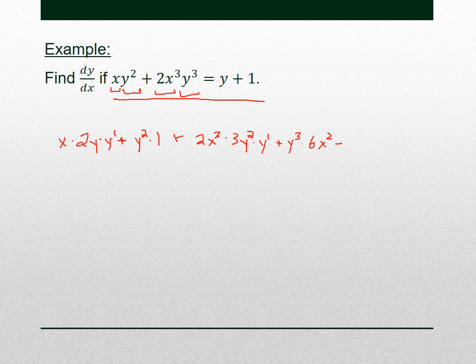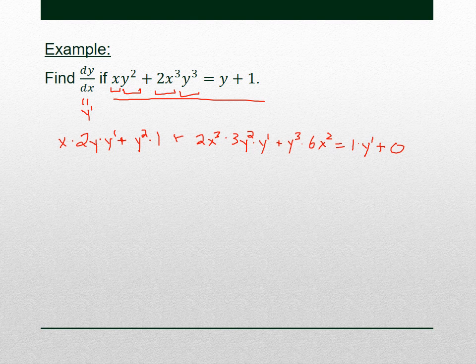And that's equal to, on the right side, the derivative of y, which would be 1 times y prime, plus the derivative of 1, which is 0. So that's what we get for that whole thing. All right, so now, since it says dy dx, and I used y primes, those are the same. I don't care which one you use for these. That was just to remind you of this different notation.